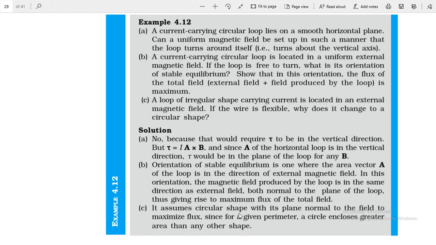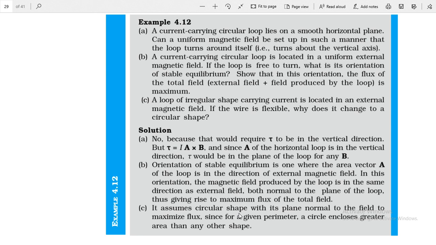Let me read the question. A current carrying circular loop lies on a smooth horizontal plane. Can a uniform magnetic field be set up in such a manner that the loop turns about the vertical axis? Okay, so here it is being asked: there is a current carrying loop in a horizontal plane, and you are asked whether you can produce a magnetic field such that it starts rotating about the vertical axis.